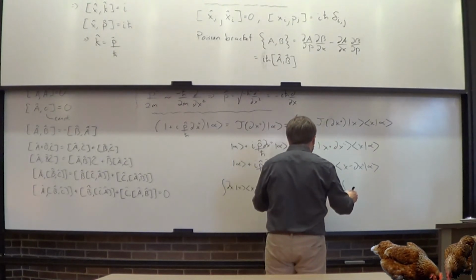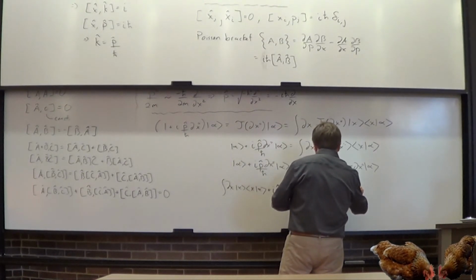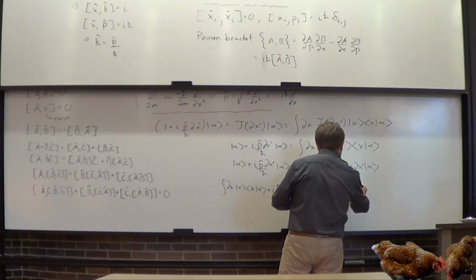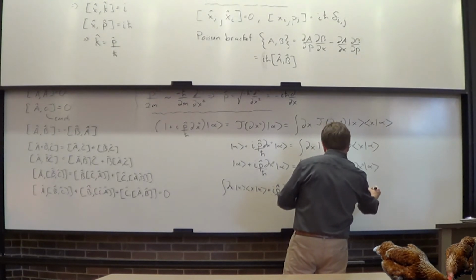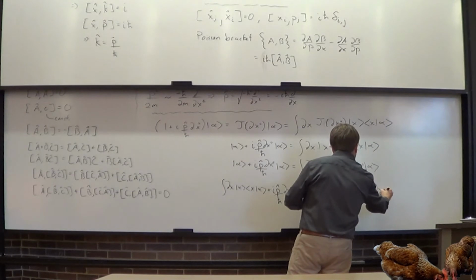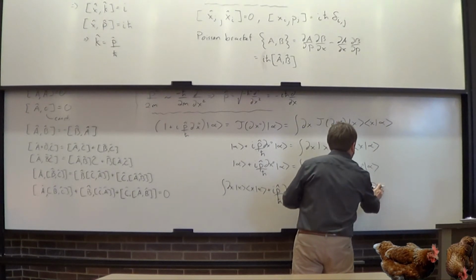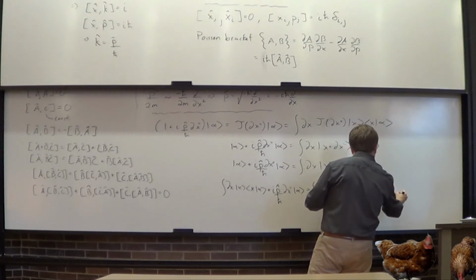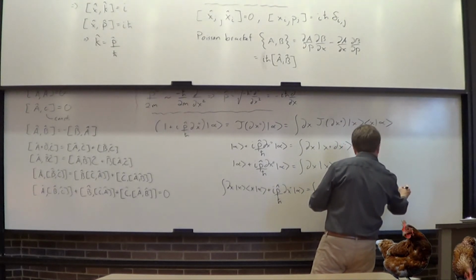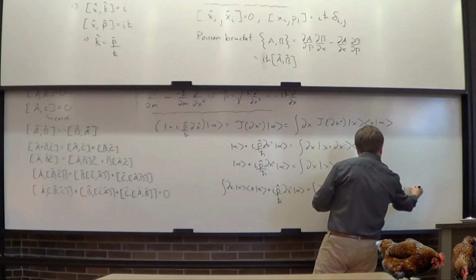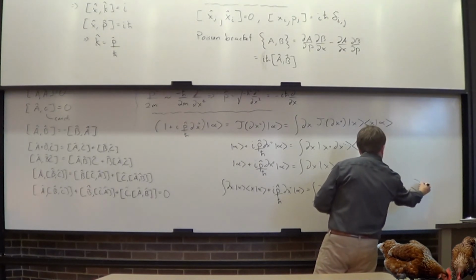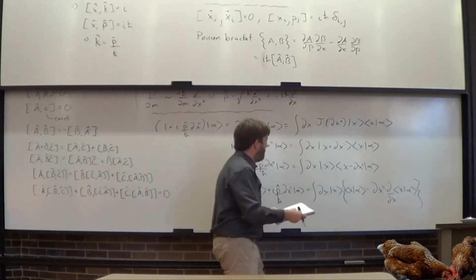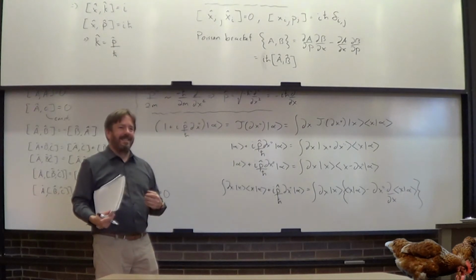Now I'm going to bracket this off. I'm now going to have x alpha minus this partial. There you go. Ta-da!